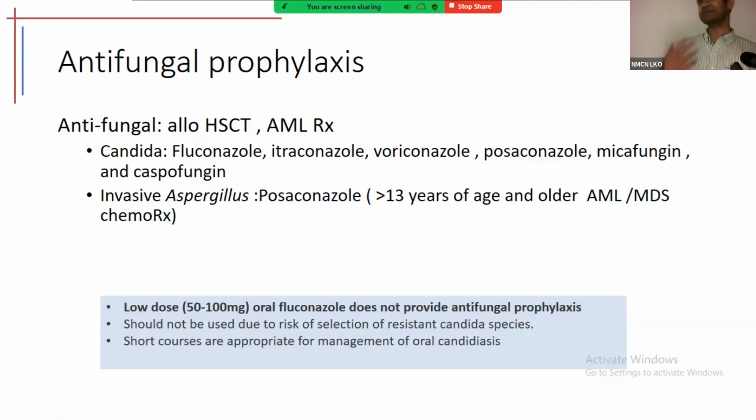So for oral candidiasis, you really can give just short courses of appropriate therapy. Most of our oral candidiasis is responsive to fluconazole.